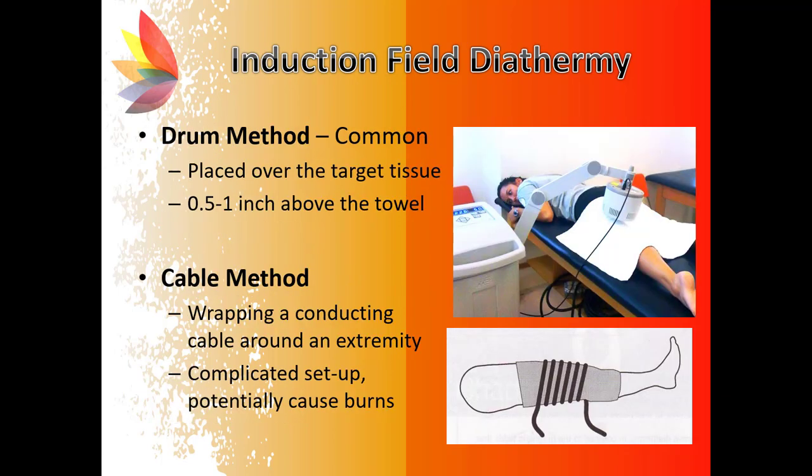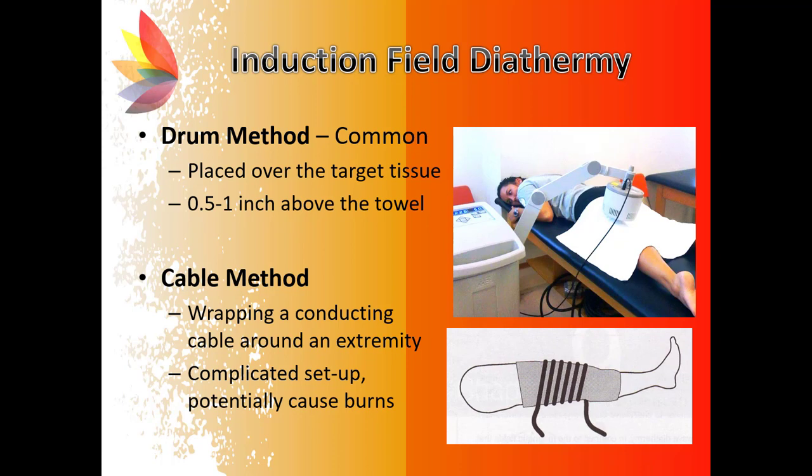The most common method for induction field diathermy includes the use of a drum method. The size of the drum is approximately 200 square centimeters. The cable is coiled within a plastic drum that is placed over target tissues. Inductive drums have a built-in space plate to keep the source of the energy away from the patient's skin, which decreases the risk of burns. The drum is placed 1/2 inch to 1 inch above a towel that is placed over the target tissue.